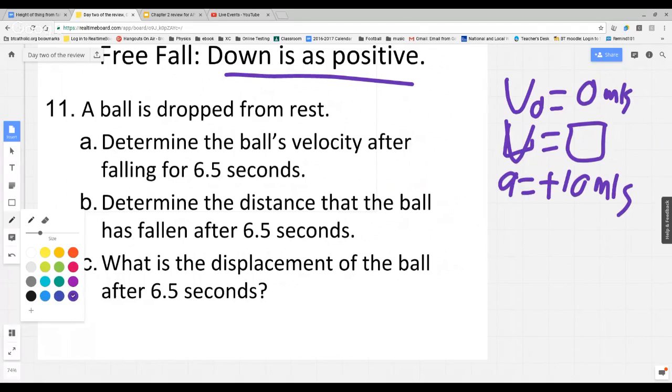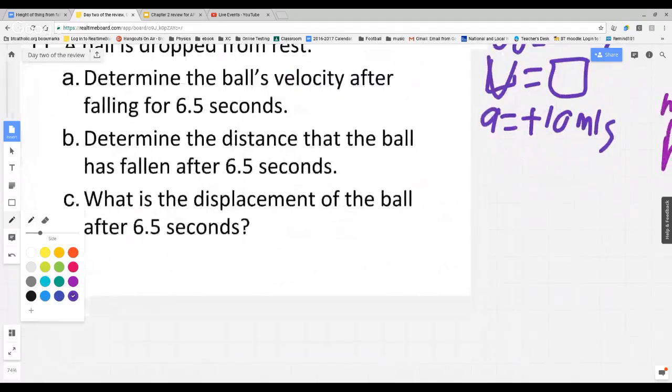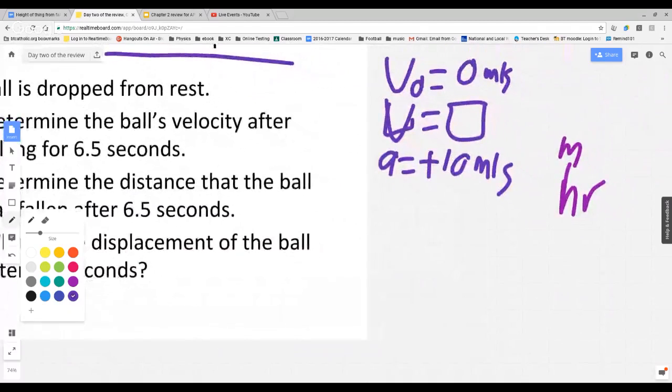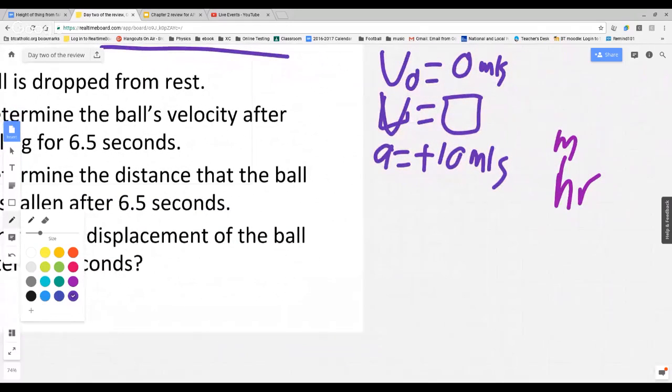Alrighty, now we're actually going to solve for something. I just put the variables away. We want to know how fast it's going.